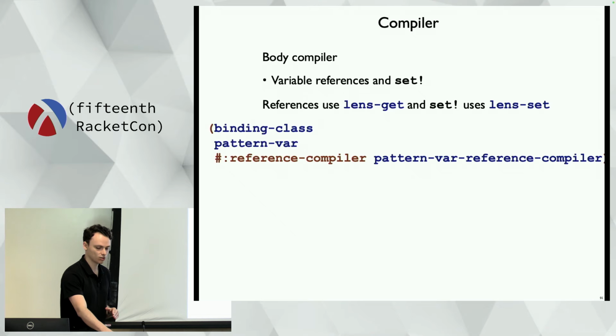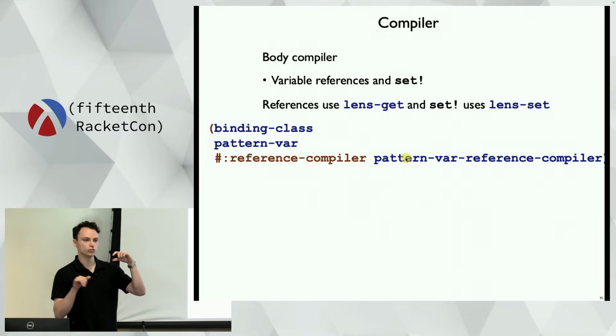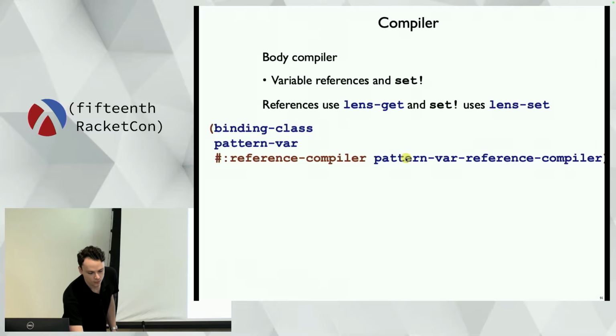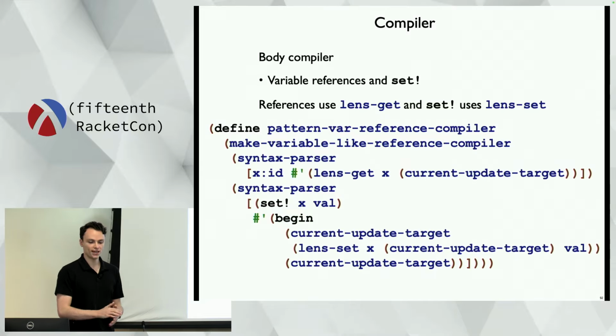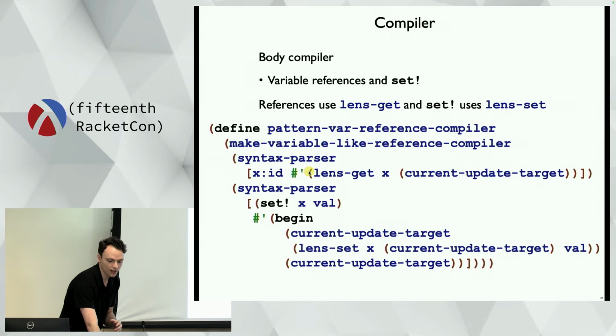We declared a binding class called pattern var, which is what we referred to before in the grammar. And we declare a reference compiler. So reference compilers control the behavior of DSL-bound variables when used in Racket expressions that they're in scope for. And we use make variable-like reference compiler, which is sort of similar to make variable-like transformer. And we pass it the behavior for references and set bang. So references, we want to translate to lens get. And for the target, we use that parameter, current update target. And then for set bang, we want to use lens set on the current update target, and then mutate that parameter, and finally return the new value of that parameter.